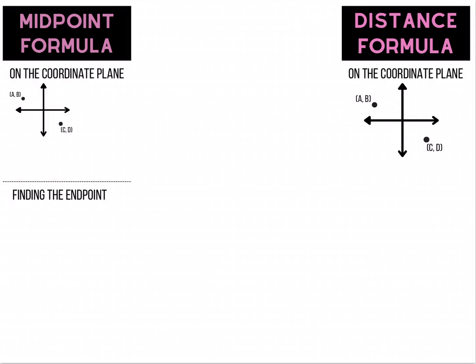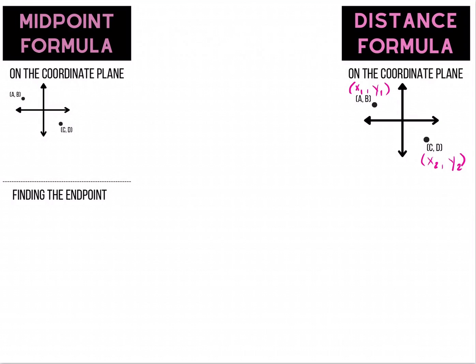If you look right here, we have two ordered pairs, AB and CD. When you have two points like this, all you have to do is label them. A is your X value, and B is your Y value. C is your X value, D is your Y value. Now you're going to label them 1 and 2, so set 1 and set 2: X1, Y1, X2, Y2.